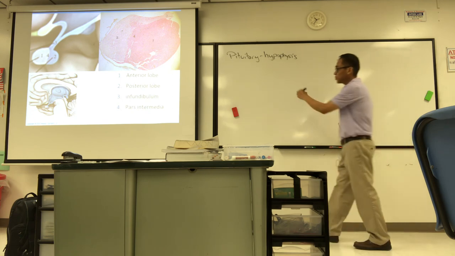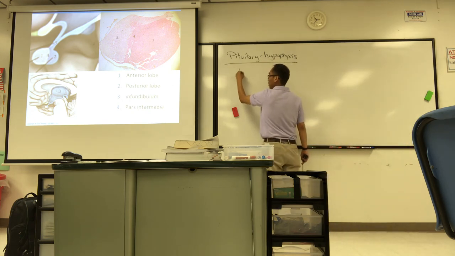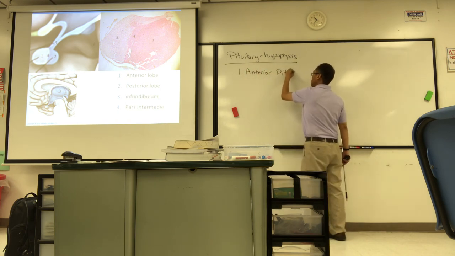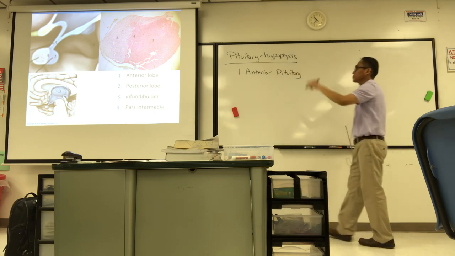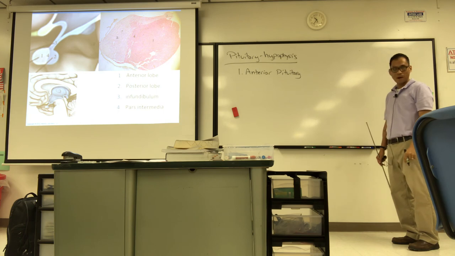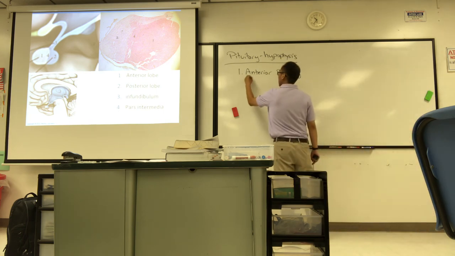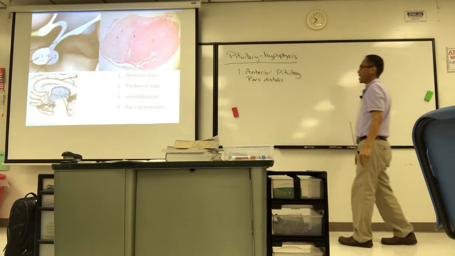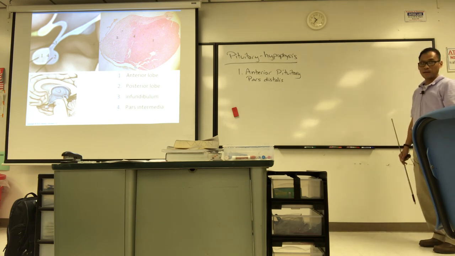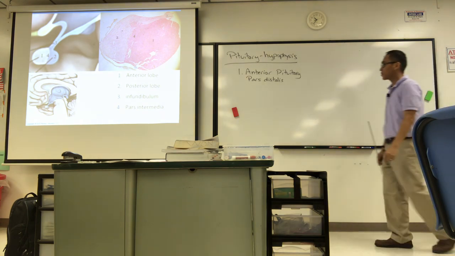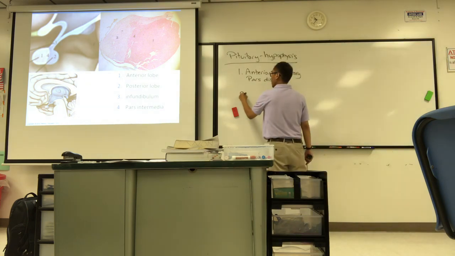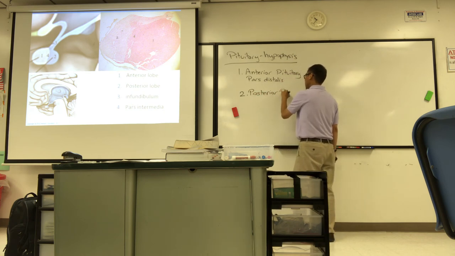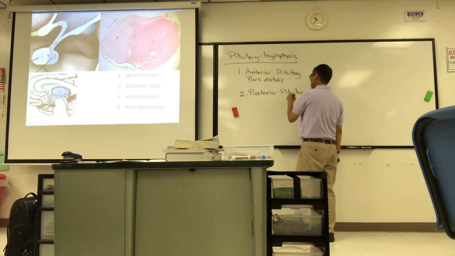Know that there are different parts of the pituitary. What I call the anterior lobe, I usually call the anterior pituitary. Now there are alternate names. Sometimes it's called the pars distalis, if you ever see that term. I usually just call it anterior pituitary. Okay. Then you have the posterior lobe, or posterior pituitary. That's also called the pars nervosa.